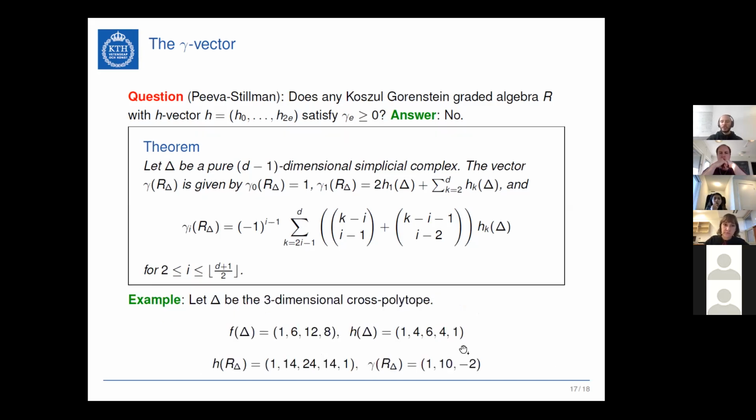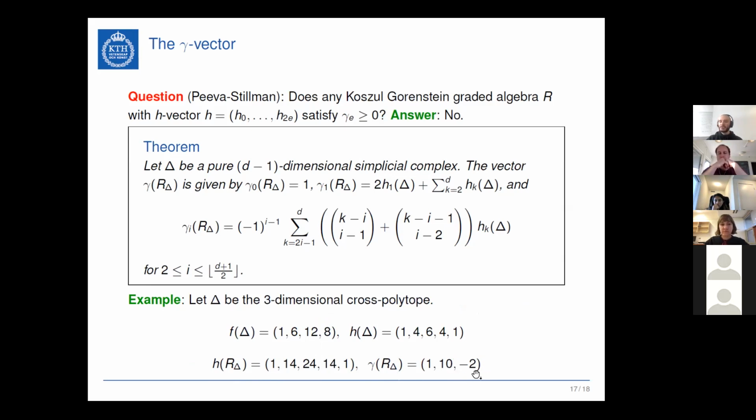Let me conclude. This is the very last bit. Indeed, if we take the 3-dimensional cross polytope, the boundary complex of the octahedron, this is a flag Cohen-Macaulay complex. This is its F vector. This is the H vector. We can use the control on the H vector of R of delta to write down explicitly how it looks. And then the associated gamma vector has a -2 at the end.